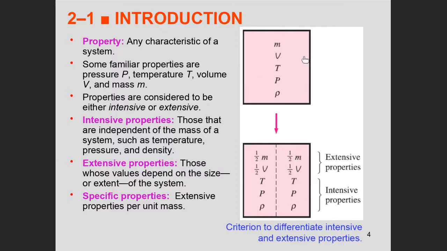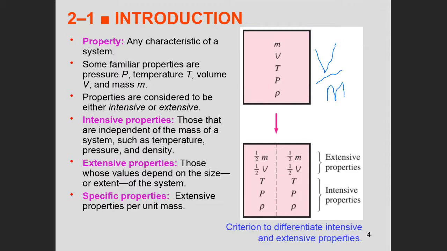Like, for example, look at this box. This is the whole box, and then we divided the box into two. Which property has been affected, gentlemen? The mass and the volume are affected. These are extensive properties. But the temperature, pressure, and density will not be affected if you divide into two or if you divide into 1,000. And these are called what, guys? Intensive properties.